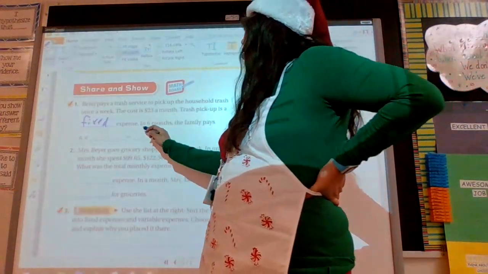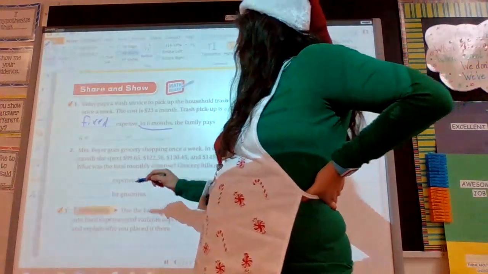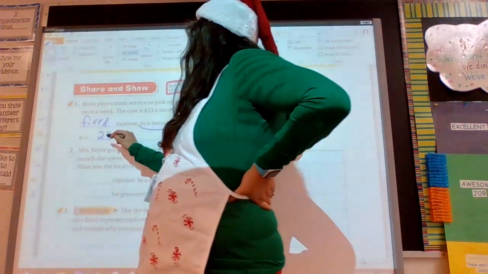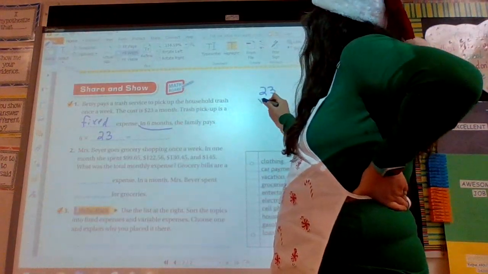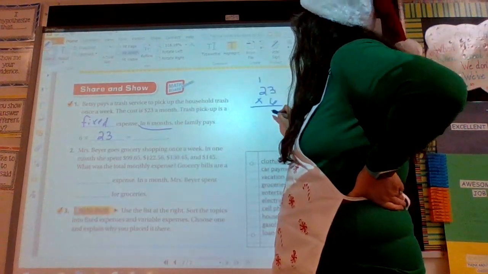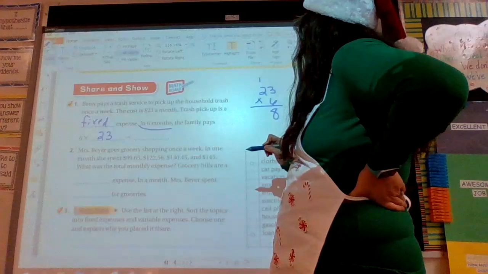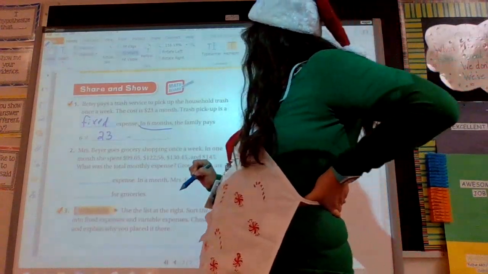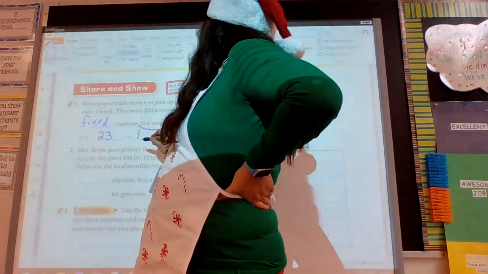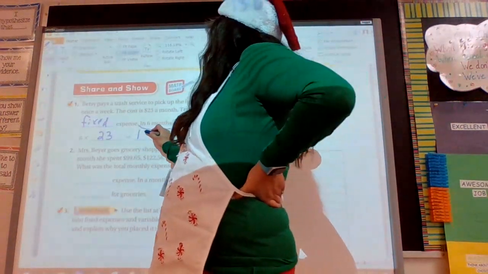And since we want to know how much it's going to be in 6 months, we're going to take 6 times 23. And I know my students like to go out to the side. It's easier for them when we're multiplying. 6 times 3 is, you got it, 18. 6 times 2 is 12, plus 1 is 13. So then it's $138.